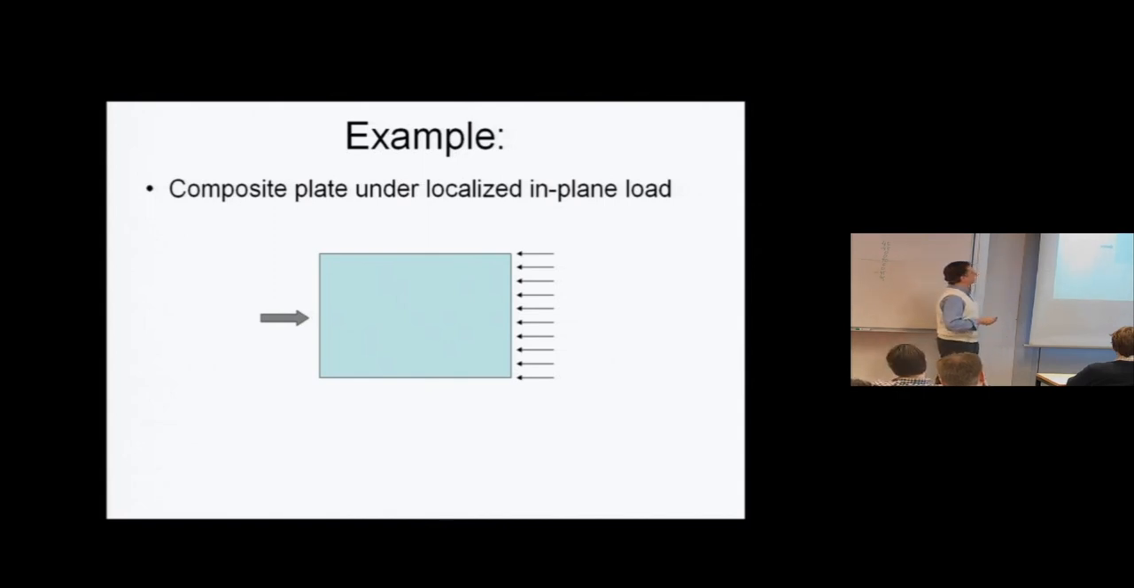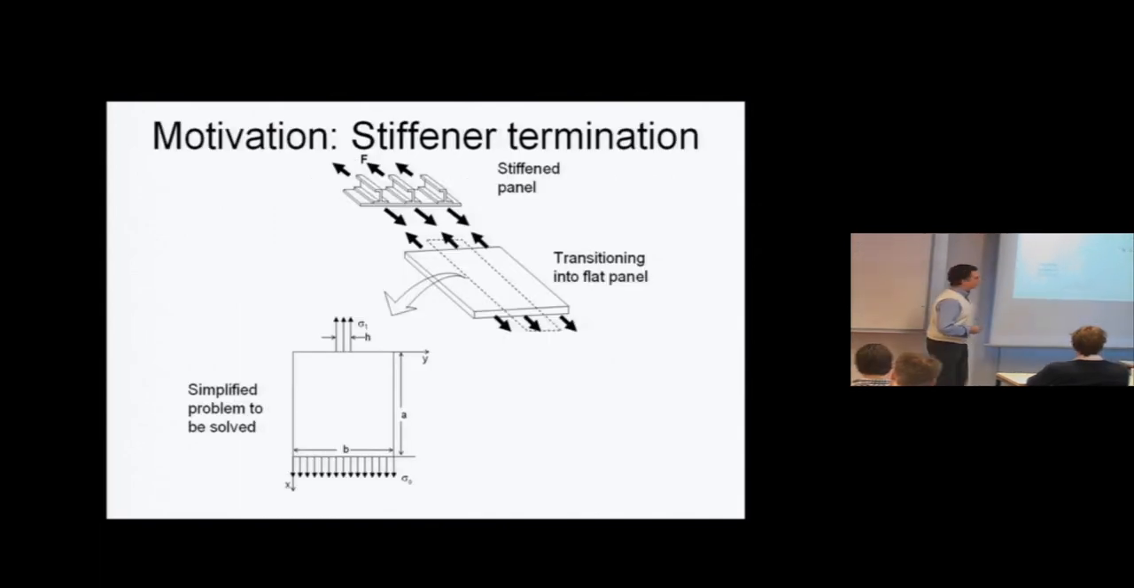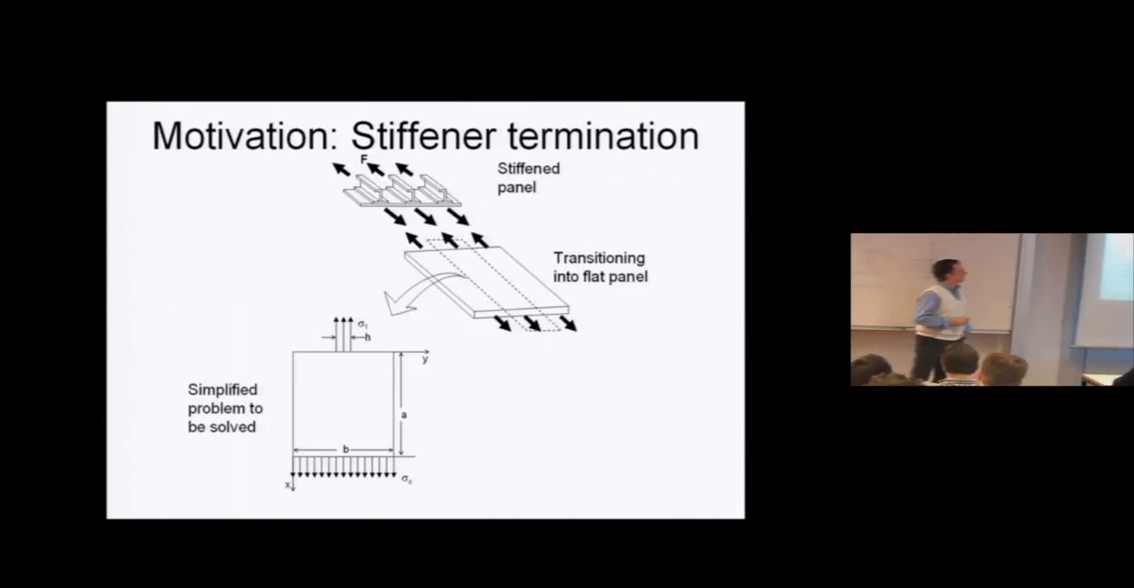structures. So the problem we're going to solve is this one, where I have a plate and I have a point load on one end and a distributed load on the other. And this is not just an academic exercise. It is very much related to the so-called problem of a stiffener termination.